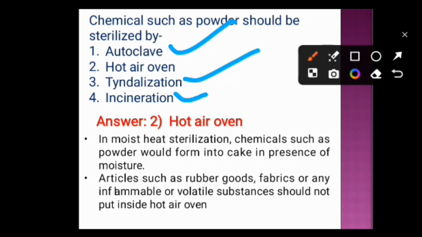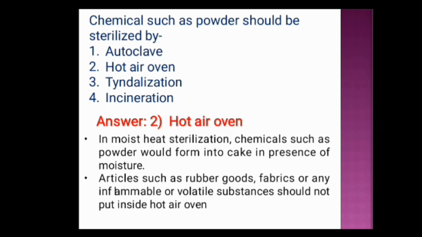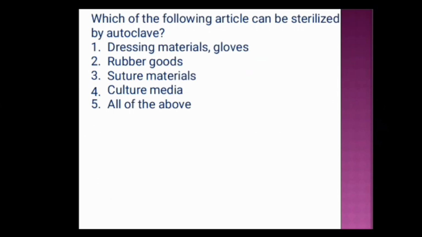Now, articles such as rubber goods, fabrics, or any inflammable or volatile substances should not be put inside the hot air oven. So, these are not sterilized in a hot air oven.